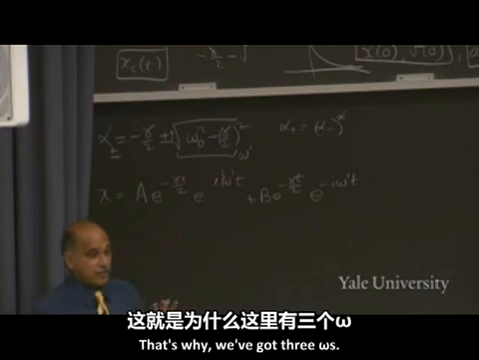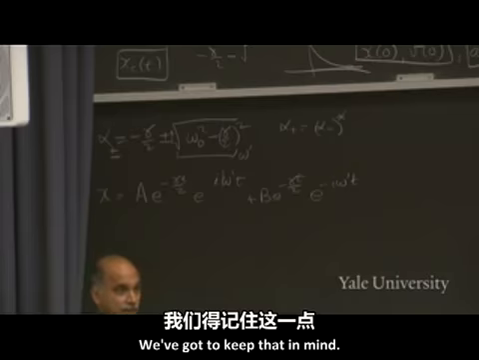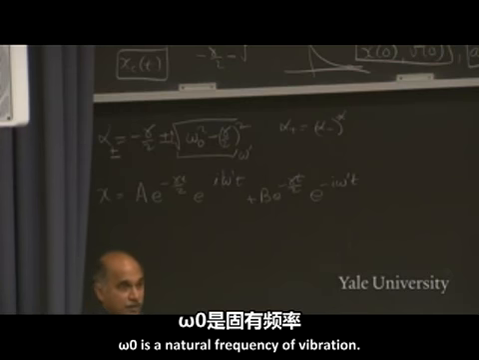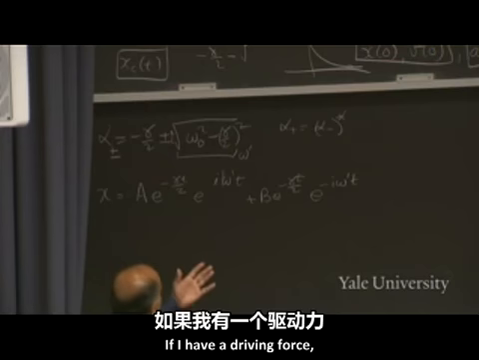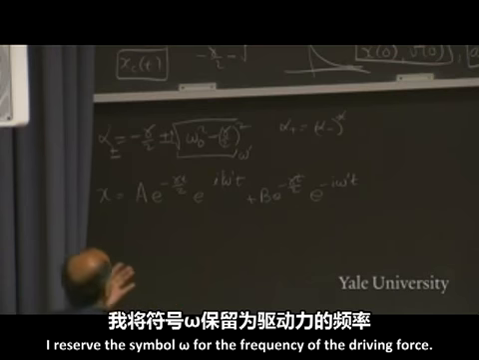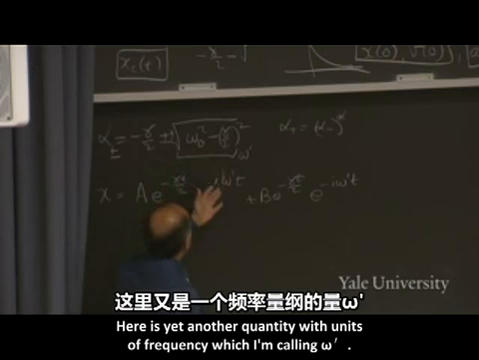That's why we got three omegas. We've got to keep that in mind. Omega naught is a natural frequency of vibration. If I have a driving force, I reserve the symbol omega for the frequency of the driving force. Here is yet another quantity with units of frequency, which I'm calling omega prime.